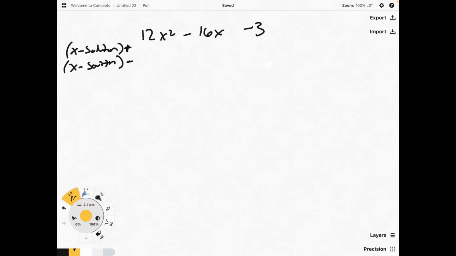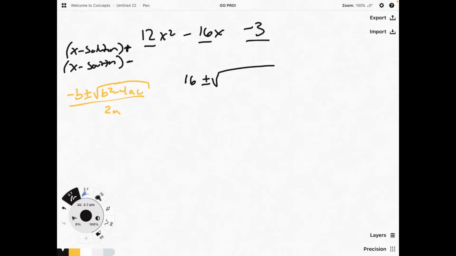We're going to use the quadratic formula. That is the opposite of b plus or minus the square root of b squared minus 4ac all over 2a. From there, all we need to do is plug in our values of a, b, and c. Opposite of b, we have negative 16. The opposite of that is 16 plus or minus the square root of b squared. So we have 16 squared, which is 256, minus 4 times a, which is 12, times c, which is a negative 3.